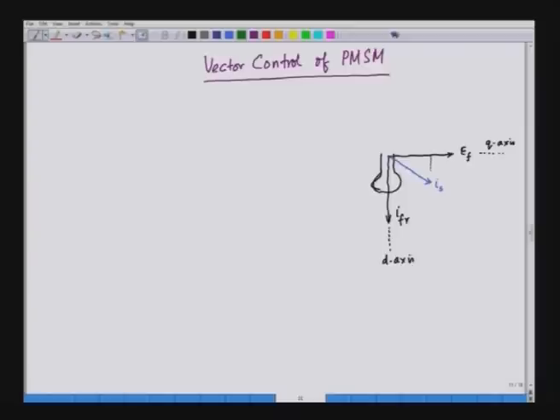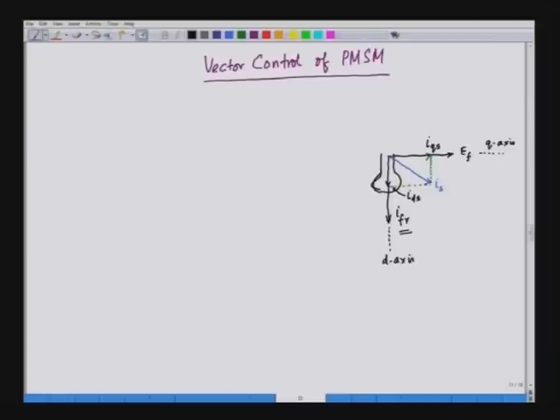If you project on the Q axis, this component will be known as IQS, the Q axis stator current. And if you project this IS along the D axis, we call this current IDS. So, we have two currents, IDS and IQS. We can name them in a slightly different way. We can call IDS as IF, the flux component of current, because we can see that IDS is in phase with IFR. IFR is the rotor equivalent current.